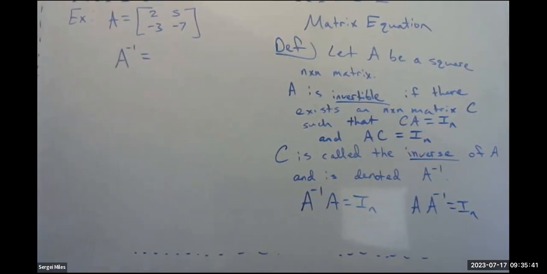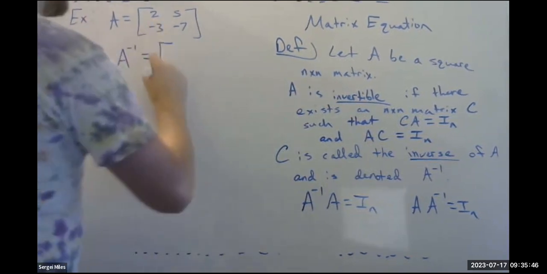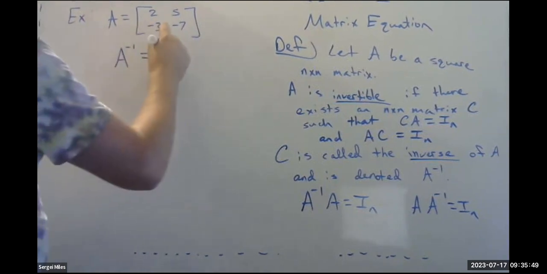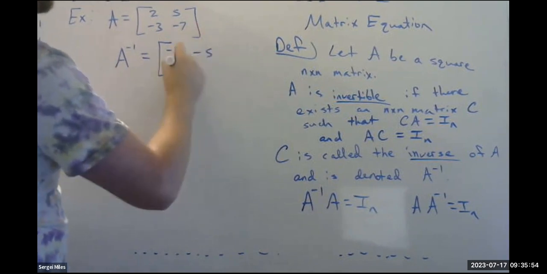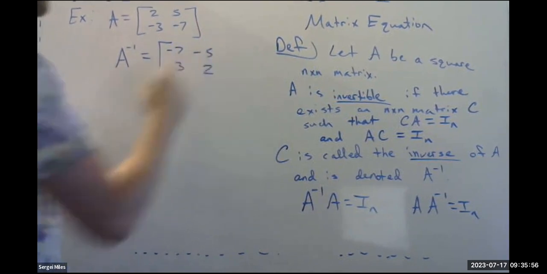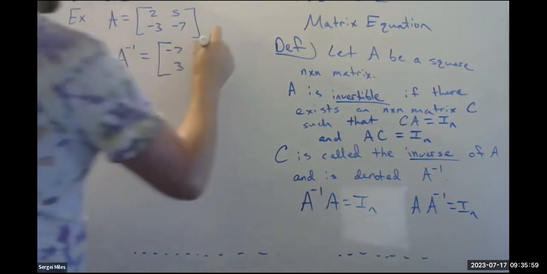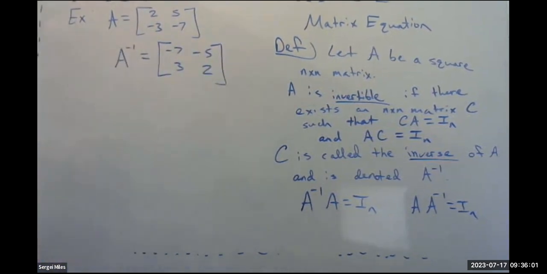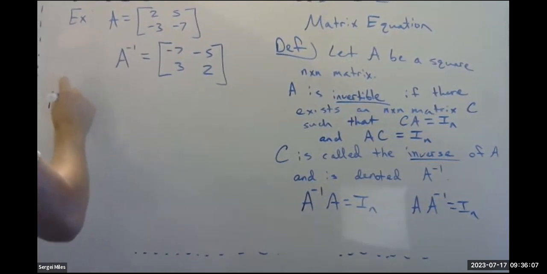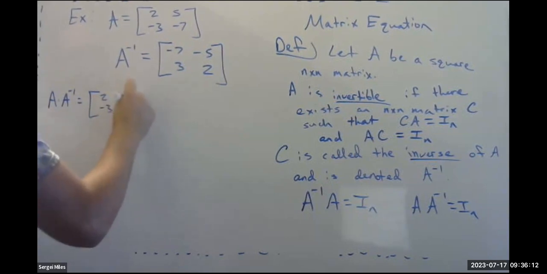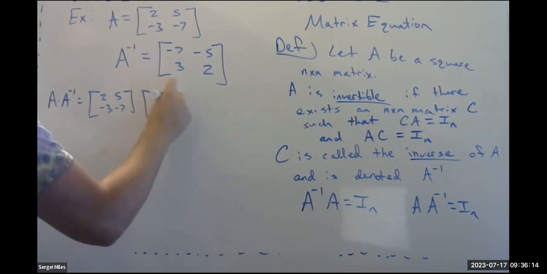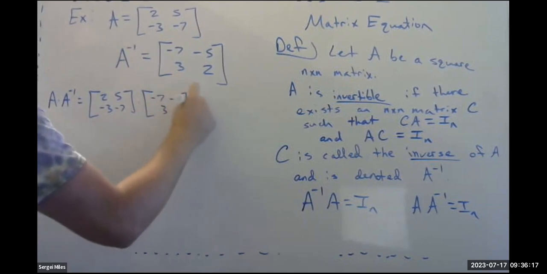We're going to double check things work, and then we'll continue. But for now, I'm not telling you how we find A inverse. I'm just showing you an example of an A inverse. A inverse in this case is going to be -7, -5, 3, 2. All right. But does this actually work? Well, A times A inverse is 2, 5, -3, -7 times -7, -5, 3, 2.